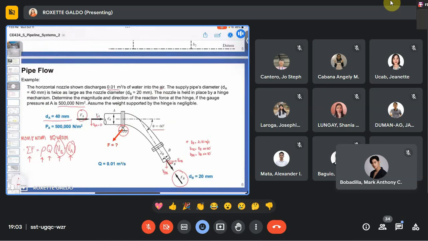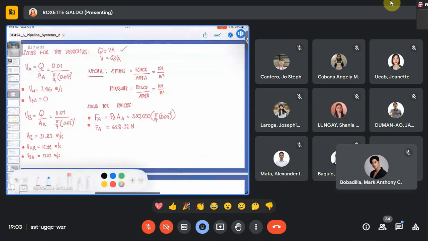Now notice that the direction of the flow is only along the horizontal. Same with the velocity, FYA is zero. So this value for the FA is actually the force along the x-axis. FYA is equal to 0. Okay, so let us solve for FB.